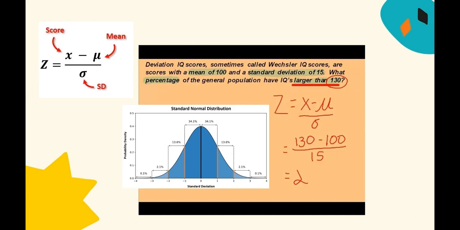Let's learn more about the z-score. The formula for getting the z-score is z equals x minus mu over the standard deviation, wherein x is the score and mu is the mean. This means that this part here, from here to here, is part of the general population. But the question is, what percentage of the general population have IQs larger than 130? So this means that our answer here is from here to here.